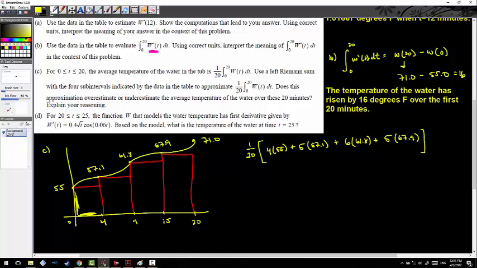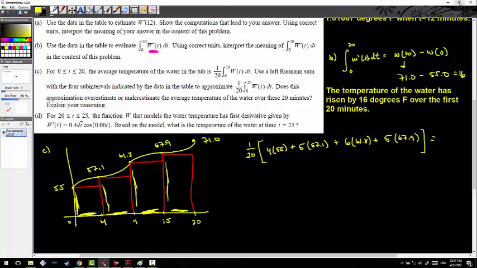Again, where did this 5 come from? This 5 came from the base of the second rectangle. 57.1 came from the left side of that second rectangle. Again, the 6 came from this distance. 61.8, left side of the rectangle. 5, base, 67.9, the height of the left side of that rectangle. Okay, so let's see what that is.